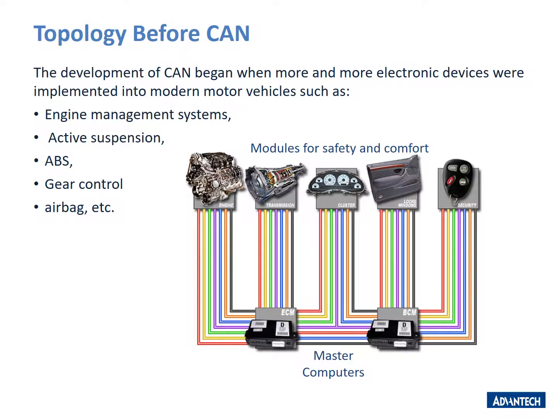What was the topology before CAN appeared? The development of CAN began when more and more electronic devices were implemented into modern motor vehicles, such as engine management systems, active suspension, ABS, gear control, airbags, etc. All this means more safety, comfort, and reduction of fuel and gas emissions, but this also represents the connection of all of these devices to a master host.